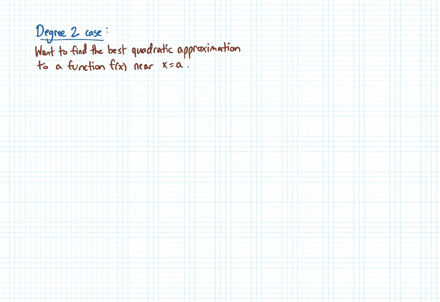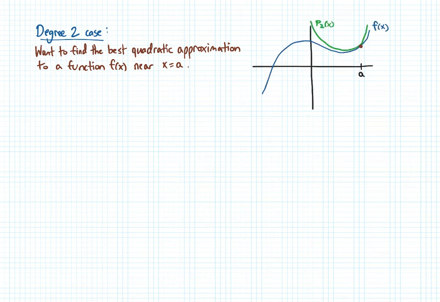Okay, so now let's look at the degree 2 case. The idea is that we want to find the best quadratic approximation to a function f of x near x equals a. So here is my attempt to draw a picture of this. The idea is that you've got a quadratic polynomial, p2 of x, which is supposed to approximate f of x near a.